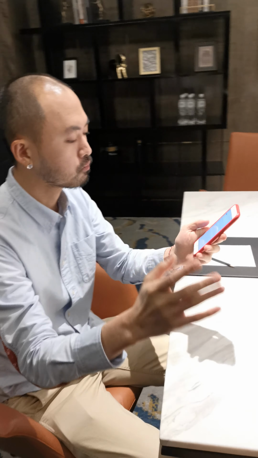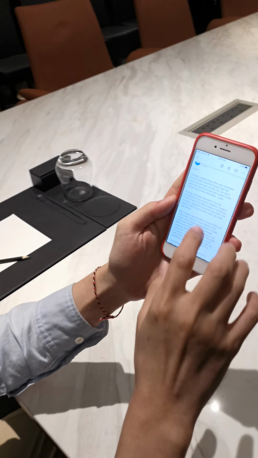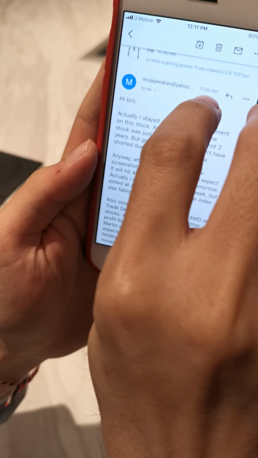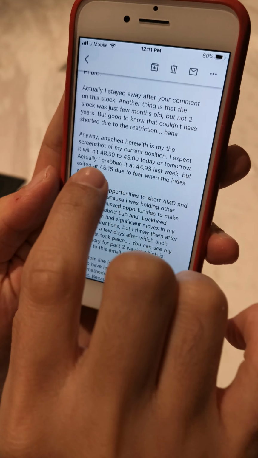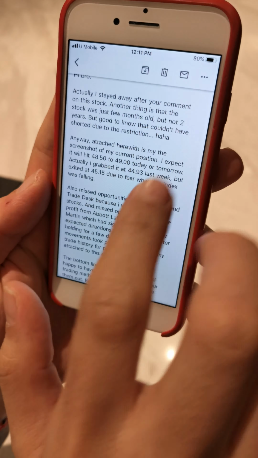He sent me another email, and I thought it'd be wise to show you this email live. Watch this. He sent it at 11 a.m. Can you see 11 a.m.? Anyway, attached here is my trade record with my current position.